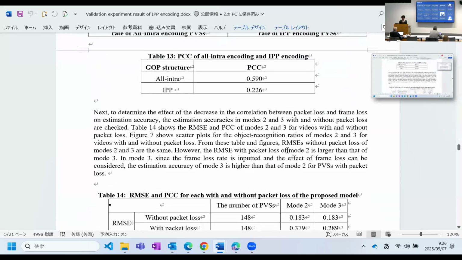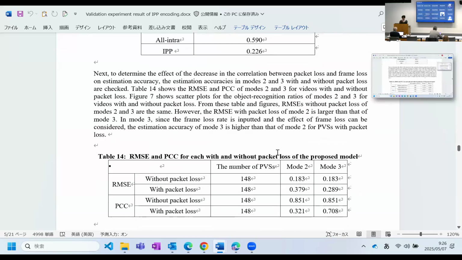And also, we confirm the effect of the decrease in the correlation between packet loss and frame loss on the estimation accuracy. This table shows the RMSE and PCC of modes 2 and 3 for videos with and without packet loss. From these tables, the RMSE without packet loss of modes 2 and 3 is almost the same. However, the RMSE with packet loss of mode 2 is larger than that of mode 3. In mode 3, since the frame loss rate is inputted and the effect of frame loss can be considered, the estimation accuracy of mode 3 is higher than that of mode 2 for PVS with packet loss.